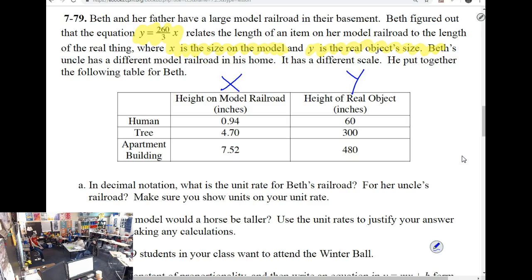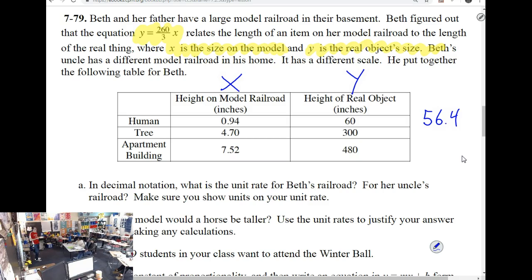Olivia? 0.94 times 60? Okay, what'd you get? I disagree. Because if you did 0.94 times 60, you'd get a smaller number. 56.4. Oh, 56.4. Now wait, why? How is that a unit rate? Like, what would your label be?